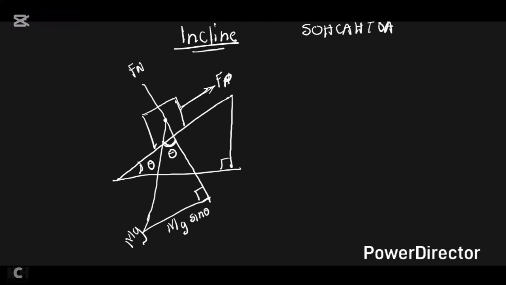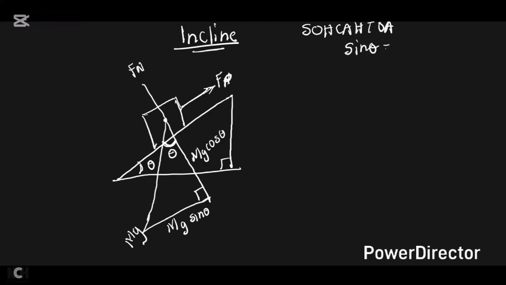How about finding this adjacent, which is this side? We use mg cos theta, like that. I hope you're seeing the differences. If I find the opposite side by using the SOHCAHTOA method here, I'll find that it will be mg sine theta.